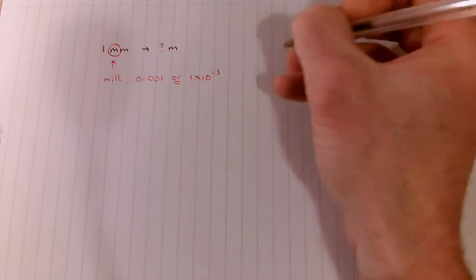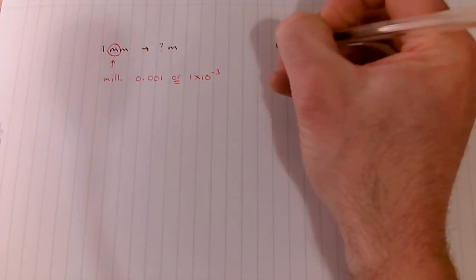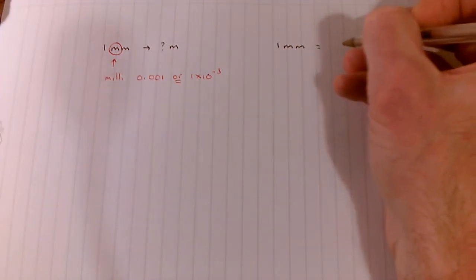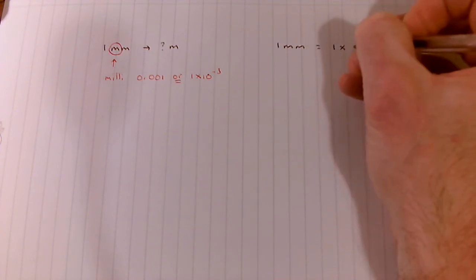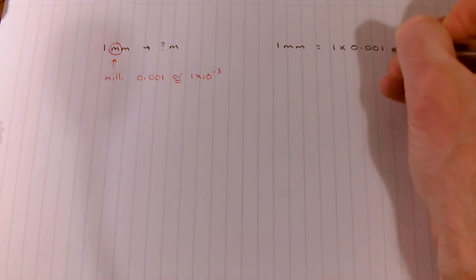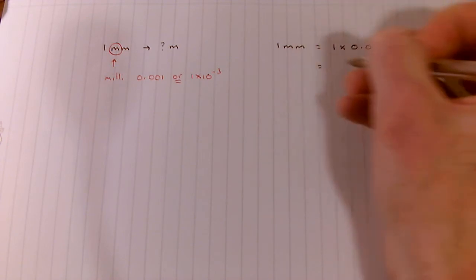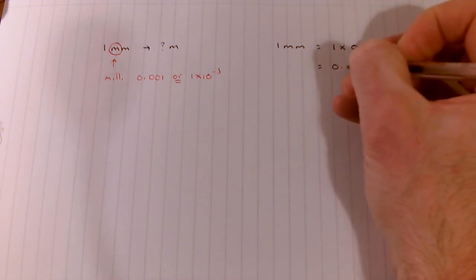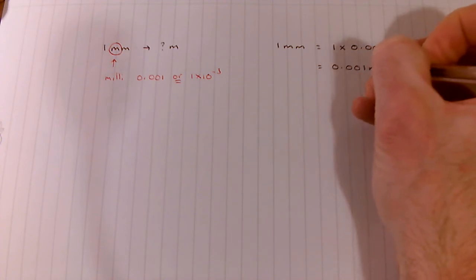So let's look at those two different ways to convert. So 1 millimetre equals, and if I look at the decimal notation first of all, it's 1 times 0.001 metres, which is 0.001 metres.